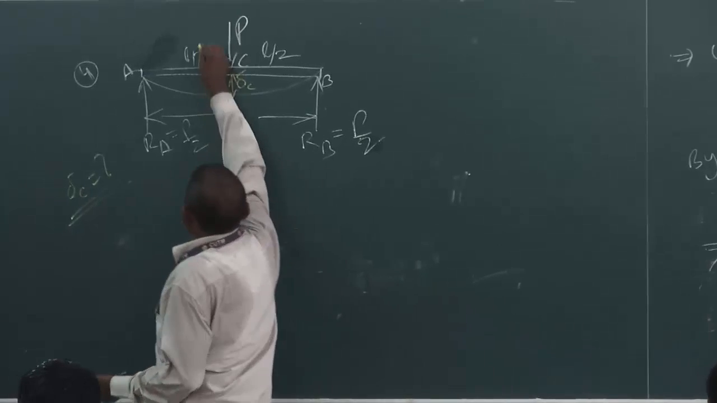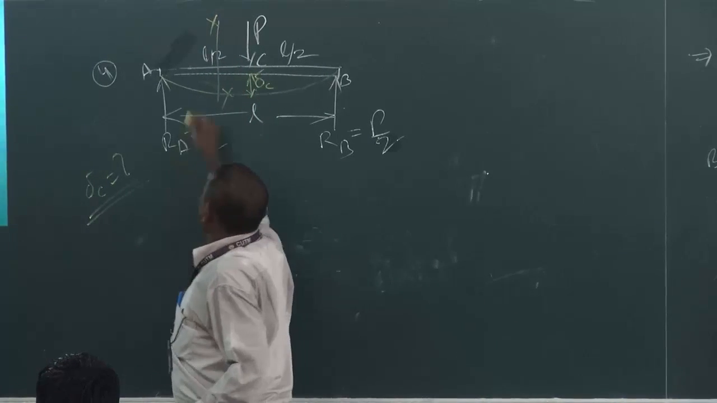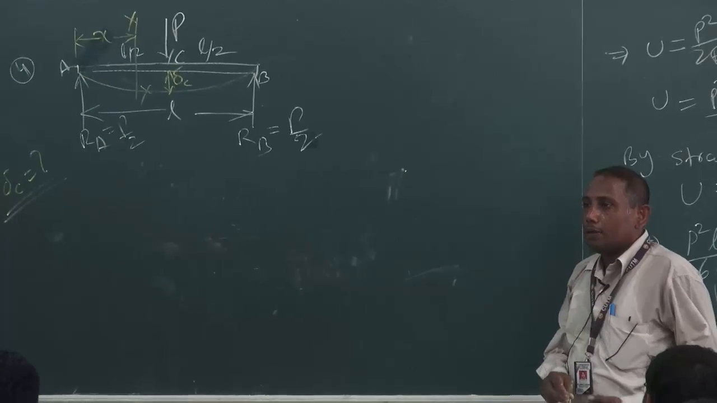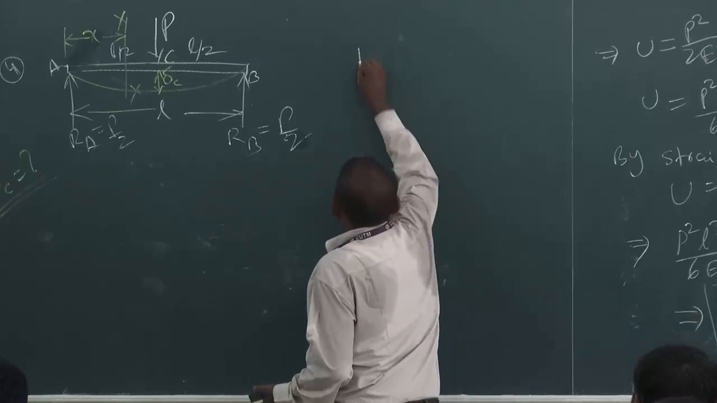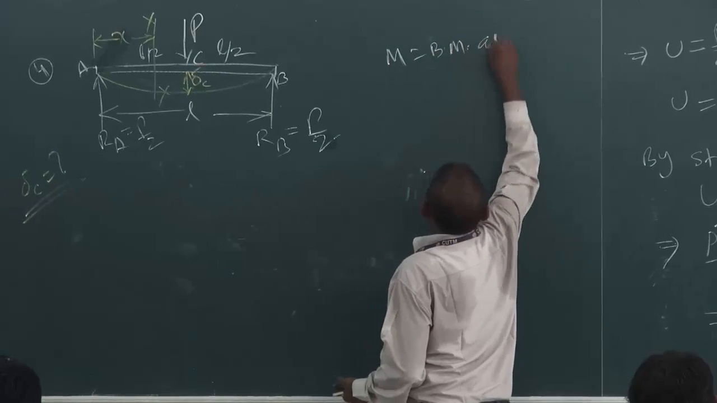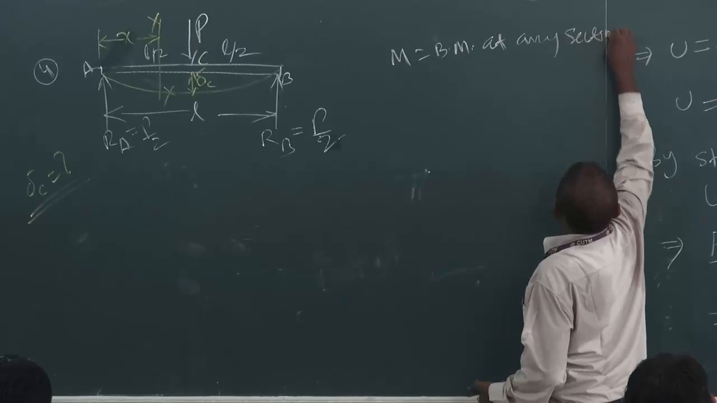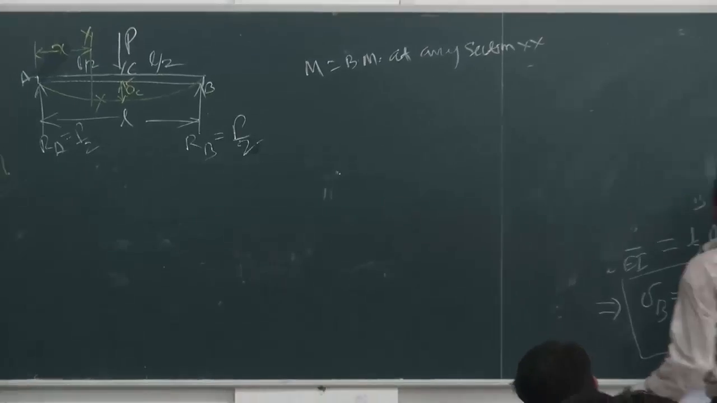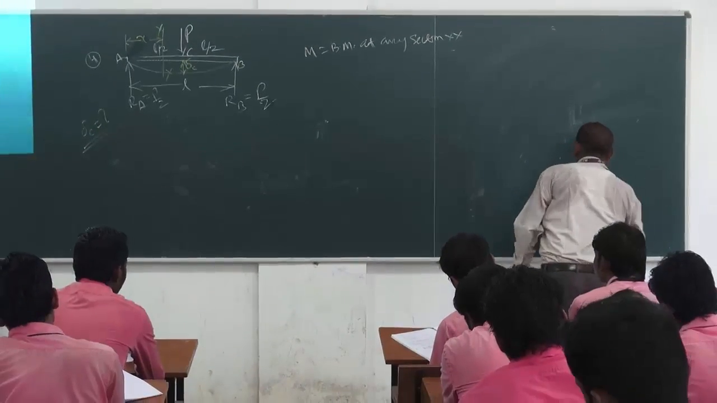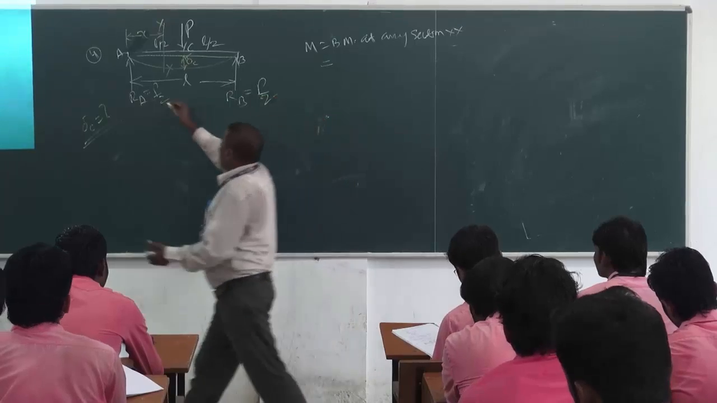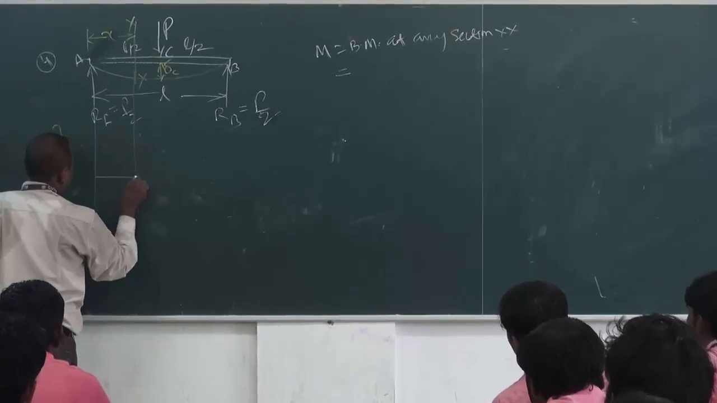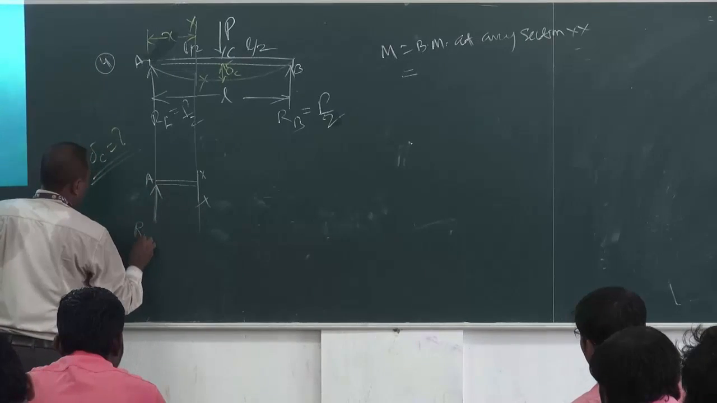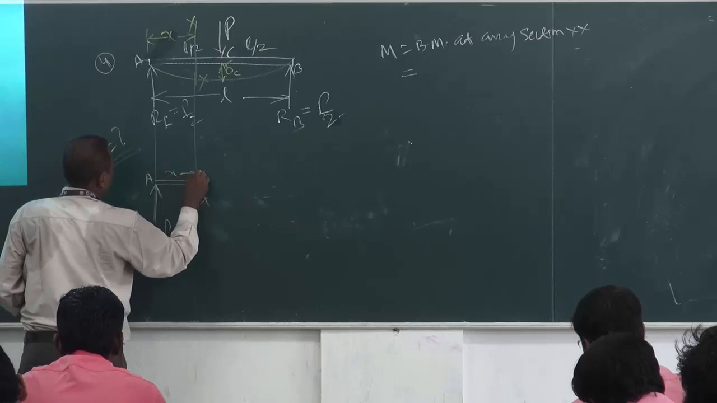Then you take any section XX here, and this is your distance X from the free end. Then M is equal to the bending moment at any section XX. And this value is equal to, you see, this is the portion I am taking. This is your section XX, and this is your end A. This is your reaction RA is equal to P by 2, and this is your X.